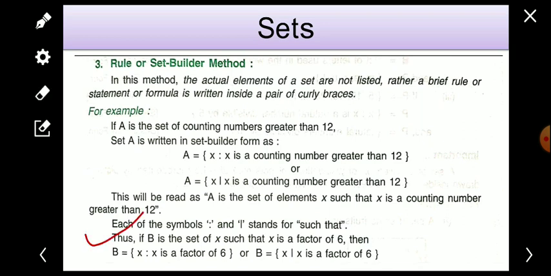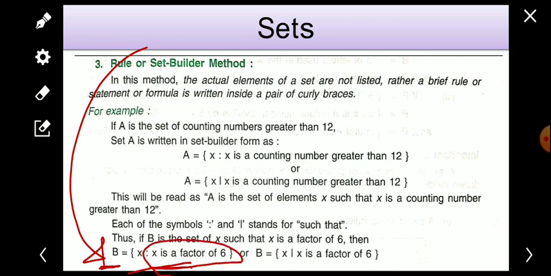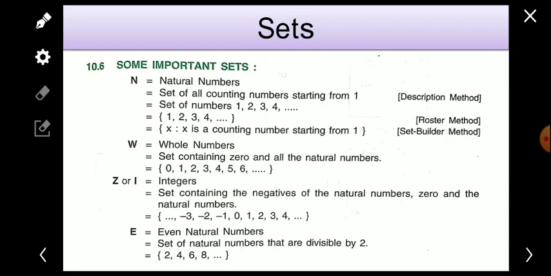One more example: B is the set of x such that x is the factor of 6. So how will you write it in the set builder form, or rule form? B is the set of x such that x is a factor of 6, or like this. Both are the same. So we have understood all the methods to represent a set.